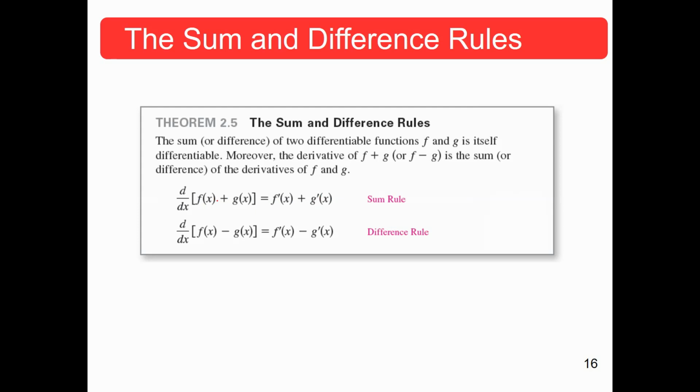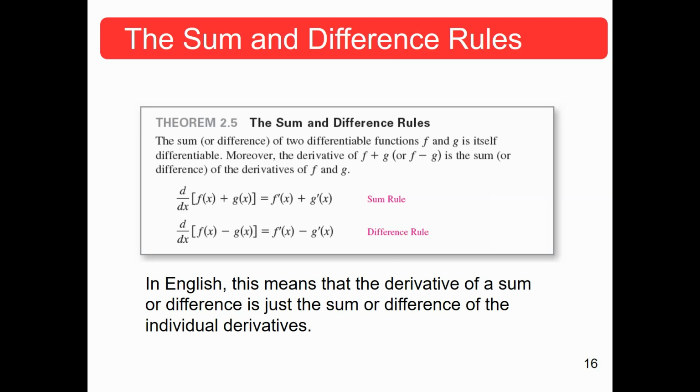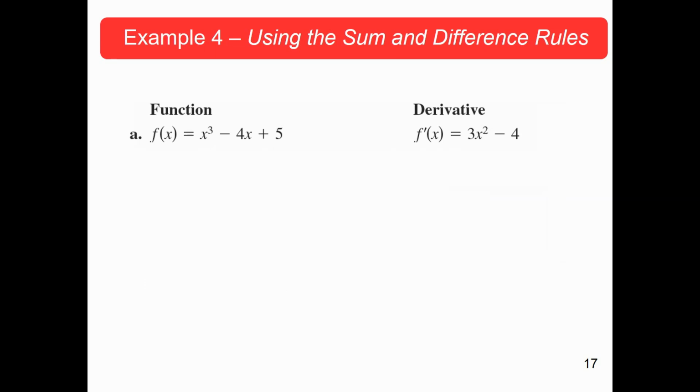So what does that mean? If we have a sum inside of the derivative, we can just take them individually and add them or subtract them as needed. Now, in English, this just means that the derivative of a sum or difference is the sum or difference of the individual derivatives. Examples: x cubed minus 4x plus 5.